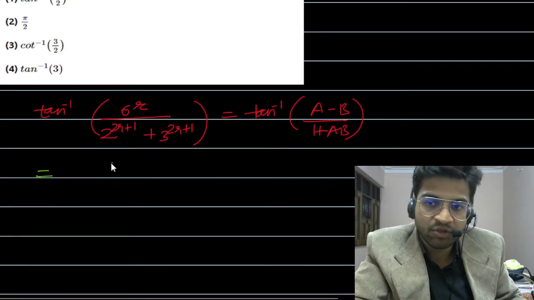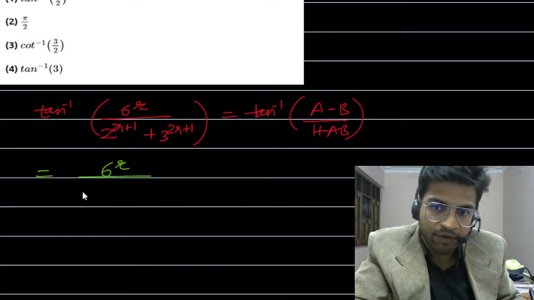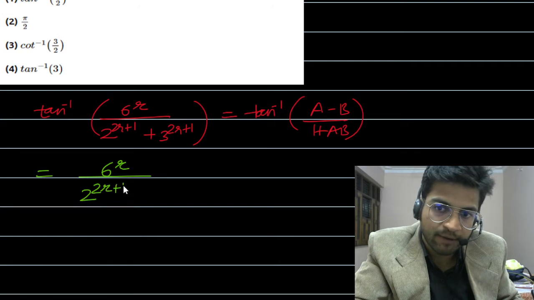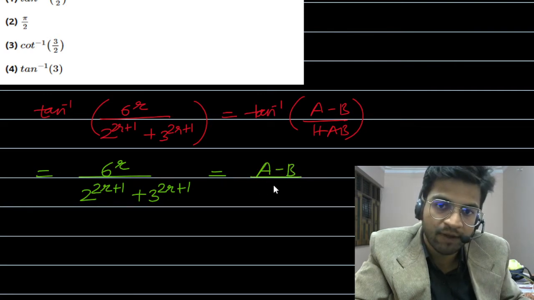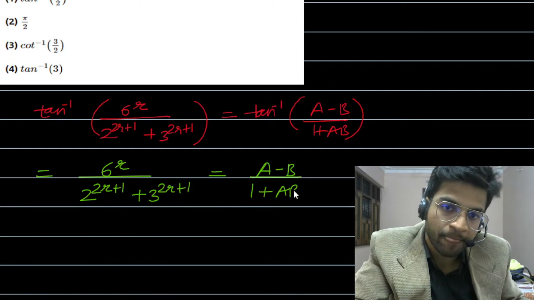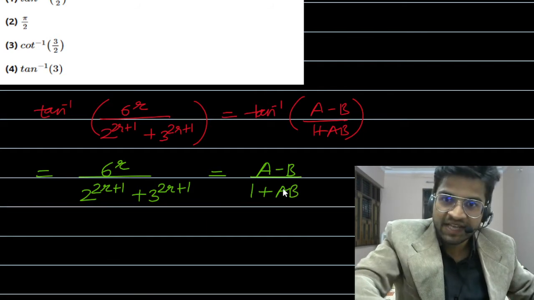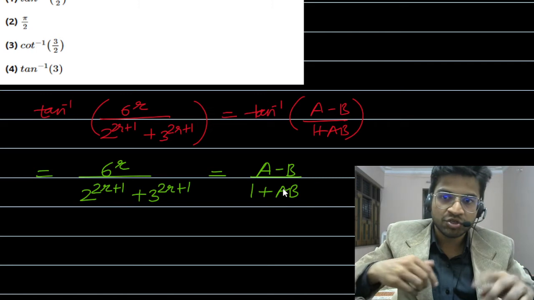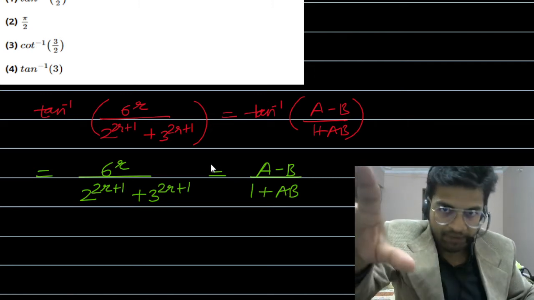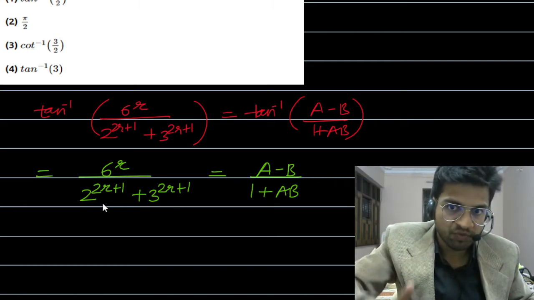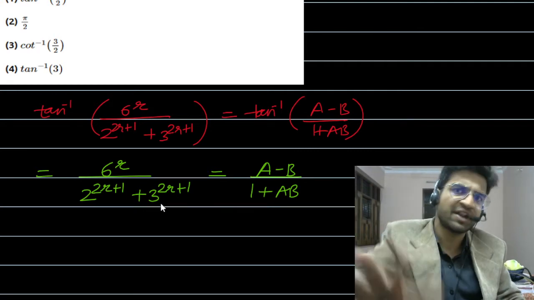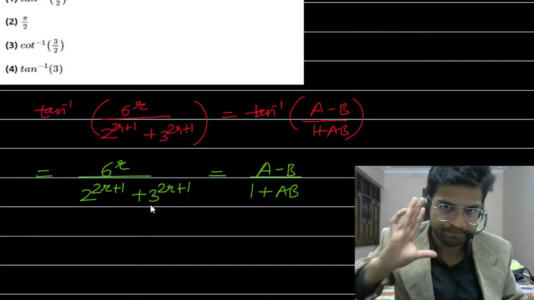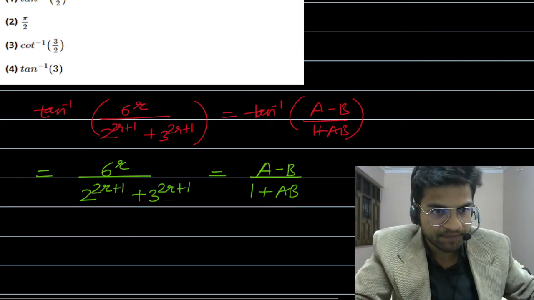So we write 6 to the power r by 2 to the power 2r plus 1 plus 3 to the power 2r plus 1 is equal to a minus b by 1 plus ab. It is very obvious that we have 1 in the denominator, so either we should divide the numerator and denominator by 2 to the power 2r plus 1 or by 3 to the power 2r plus 1. Let us say I divide the numerator and denominator both by 2 to the power 2r plus 1. Fine, so let us proceed with this.